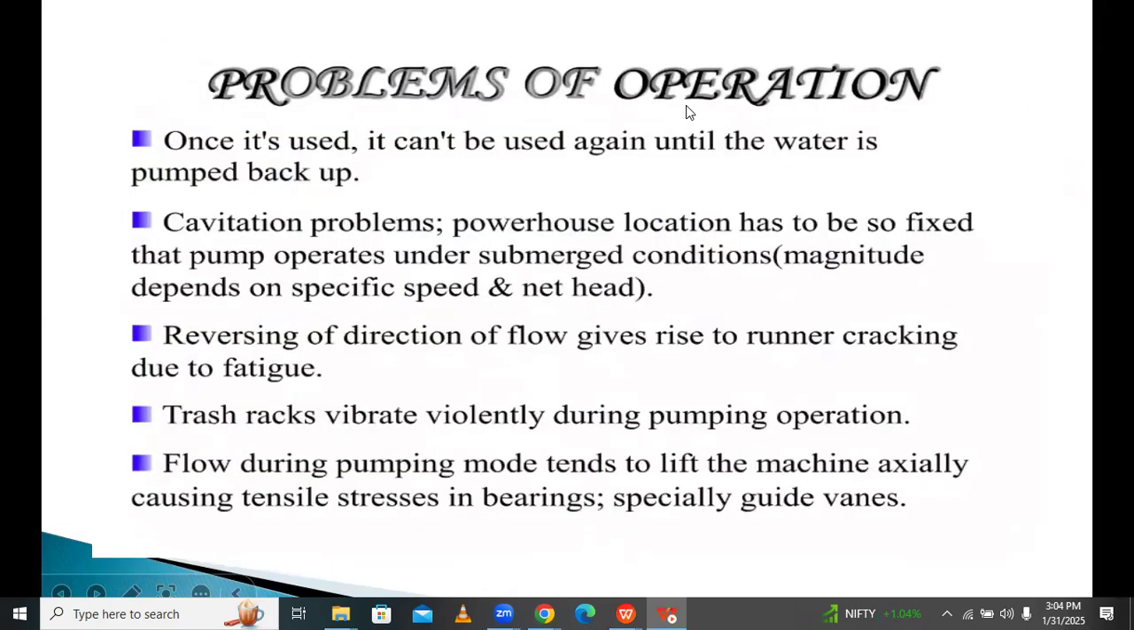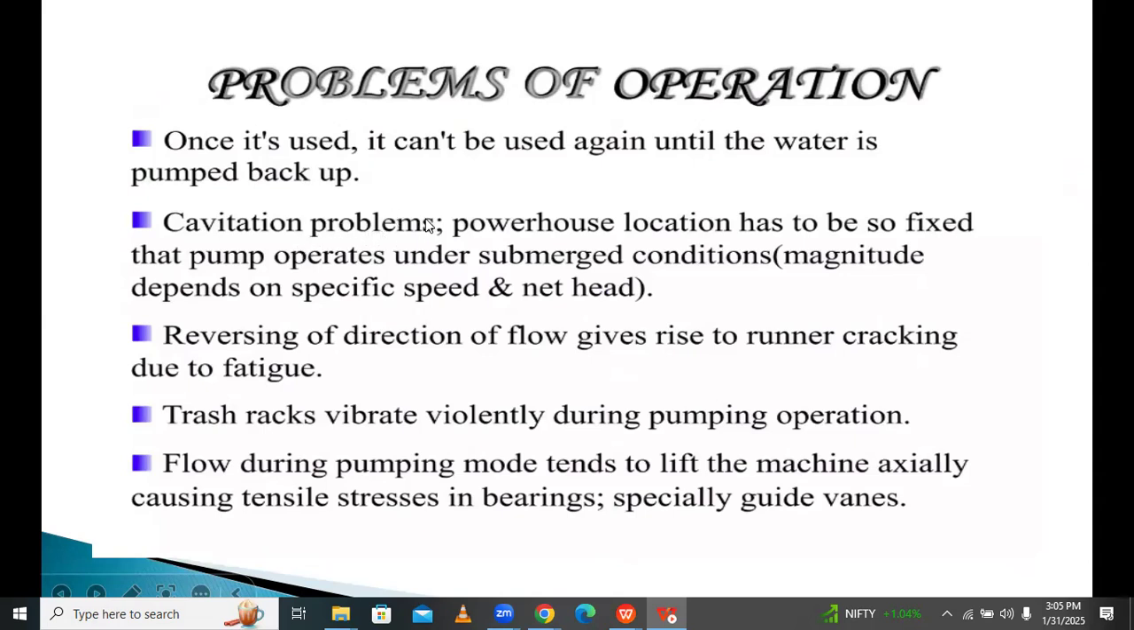Now, problems of operation of pumped hydro storage systems. So what are the problems? Once the water is used, it cannot be used again until it is pumped back. When the water in the upper reservoir is over, it is very difficult to generate electricity until it is pumped back into the upper reservoir. That is one of the problems in pumped hydro storage.